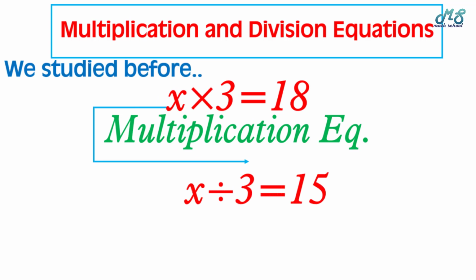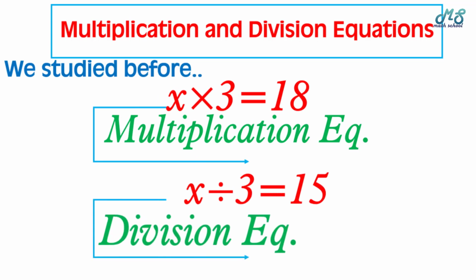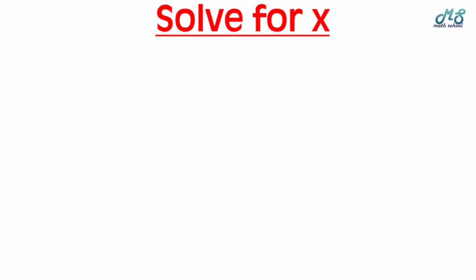Next, x divided by 3 equals 15. It's called the division equation. We have the sign of the division operation. But how can we solve the multiplication equation and the division equation? We will use the inverse operation. Solve for x.